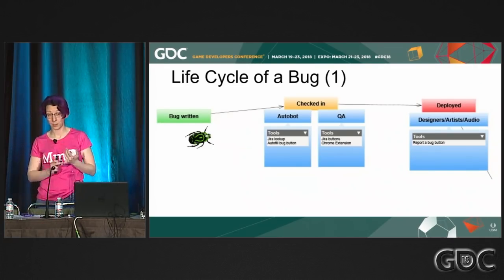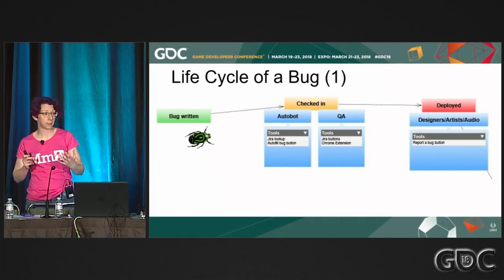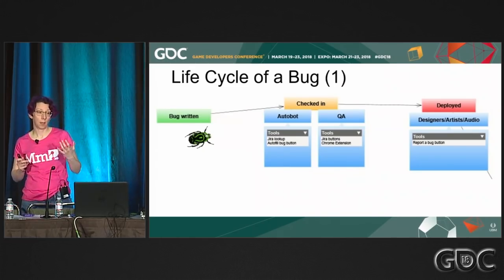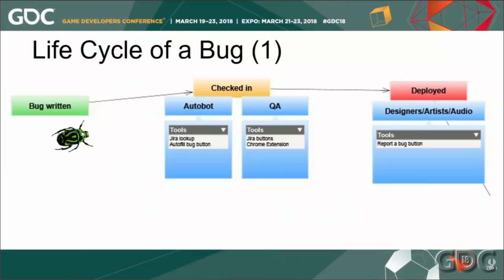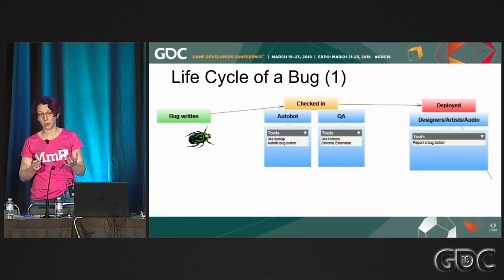So if a bug gets past Autobot, gets past QA, and then gets into the build that gets deployed and starts to stop our level designers from working, that's where it gets to that red state. And I'm going to tell you about the report a bug button that we've added to a Chrome extension so that level designers can very easily report a bug, and we can make sure that the information they report is accurate.